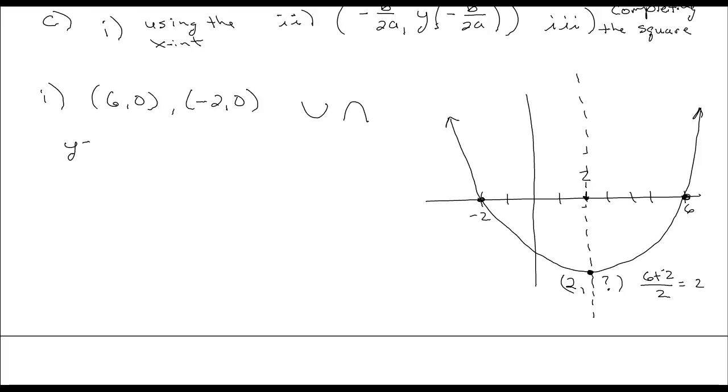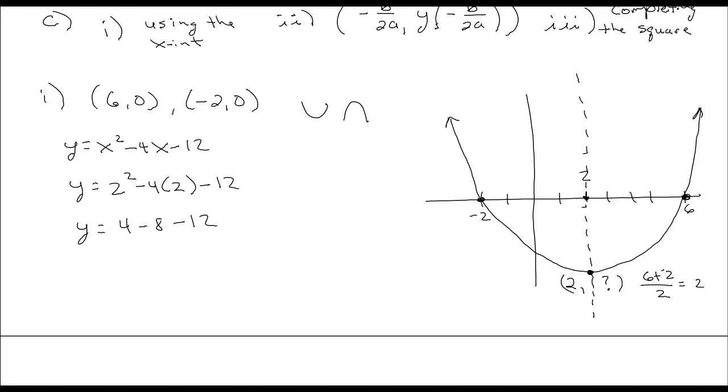So y equals x squared minus 4x minus 12. Y equals 2 squared minus 4 times 2 minus 12. So y equals 4 minus 8 minus 12. 4 minus 8 is negative 4. Negative 4 minus 12 is negative 16. So my vertex is 2, negative 16.